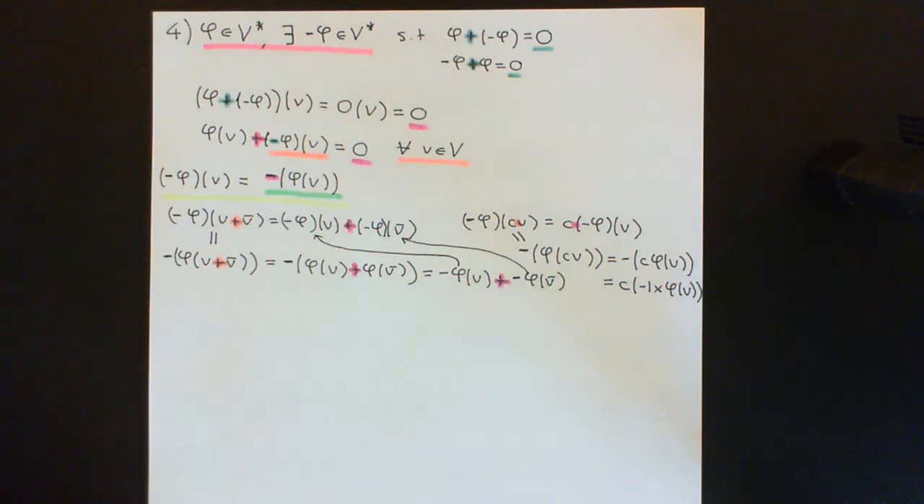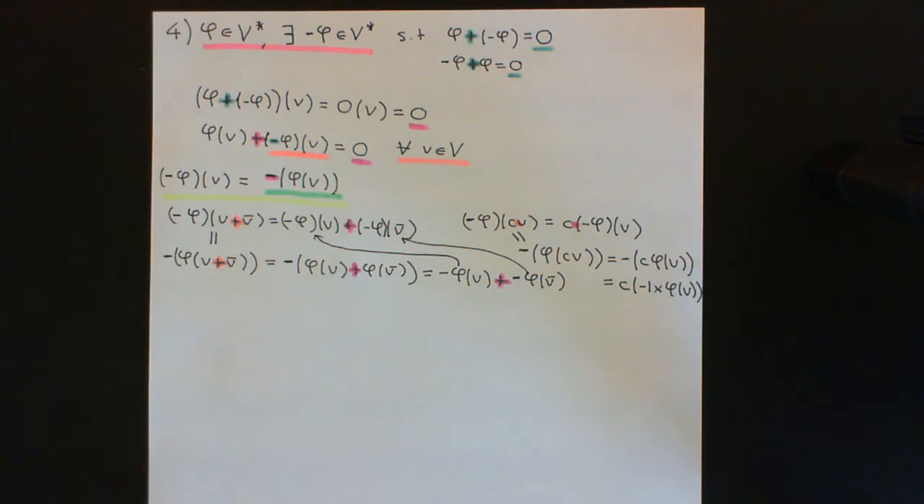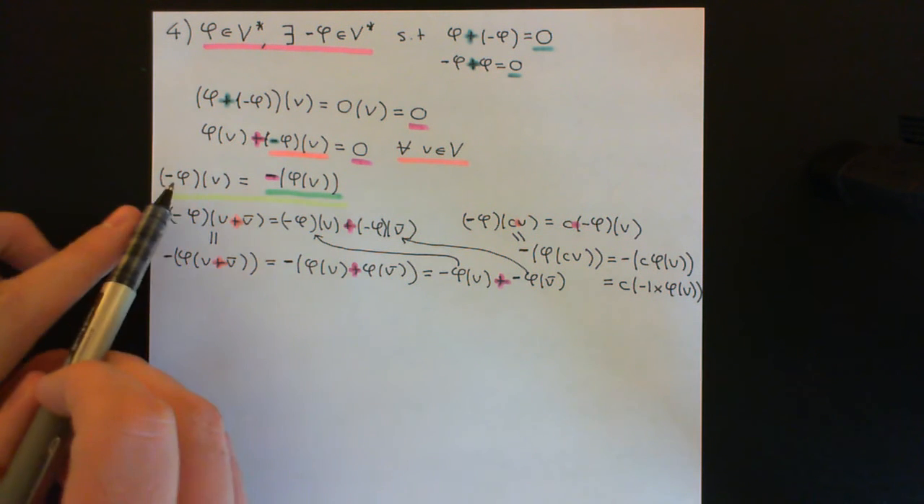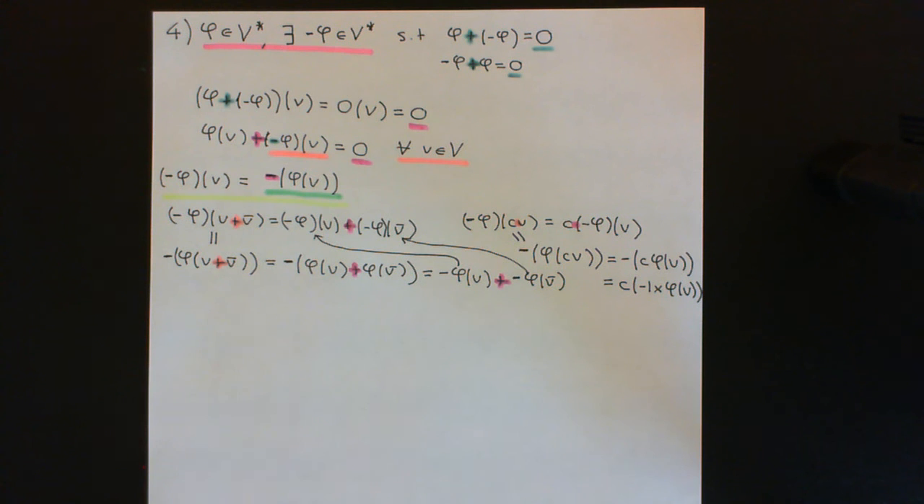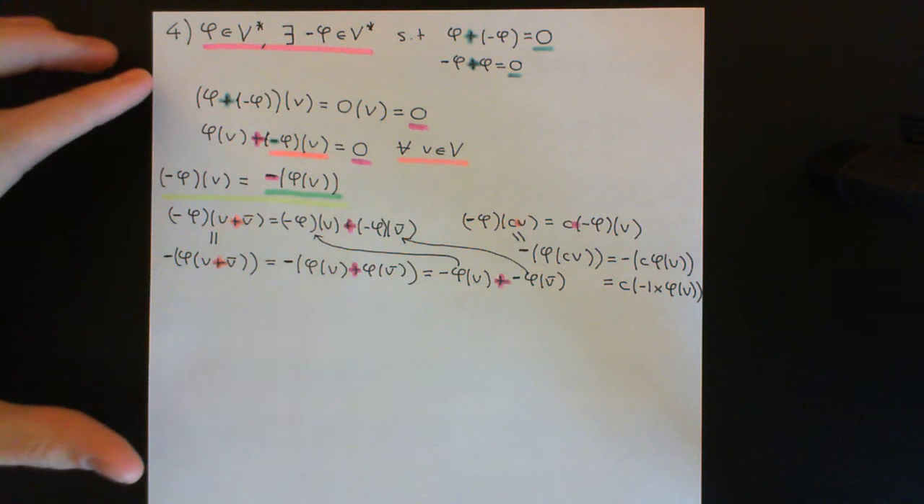Again, that's how we can arrive at the fact that this does indeed obey that second criterion for being a linear map. So indeed, this negative phi of v, defined to just carry all the elements of the vector space to the additive inverse in the field of what phi of v is, is a linear map, and that is going to be the additive inverse of the linear map phi in the dual vector space. Okay, so we do have additive inverses in the dual vector space.